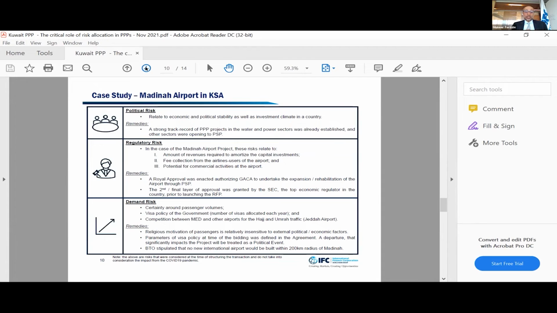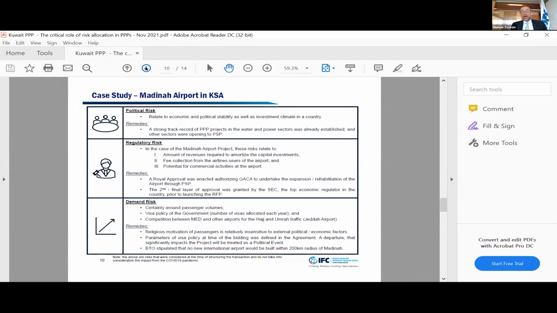So what are the mitigants or the remedies that we sought? First of all, we found out that the religious motivation of the passengers is irrespective and insensitive to the external political economic factors. So particularly in the case of Umrah and Hajj, people will still go irrespective of what the condition of the country is. We came up with some parameters in terms of visa policy, and it was well defined in the bidding agreement. And if the government deviated from that, there were some provisions that allowed this to be a political event, which basically means there were remedies for the private sector.